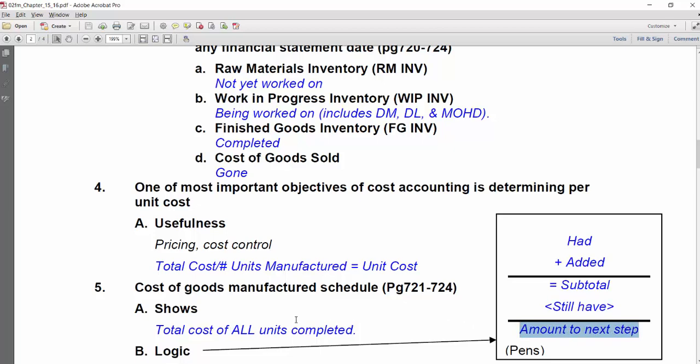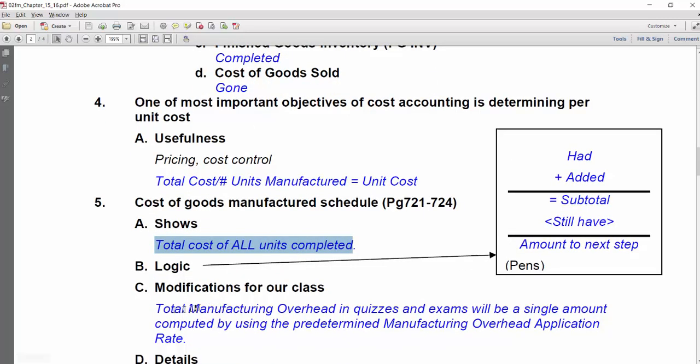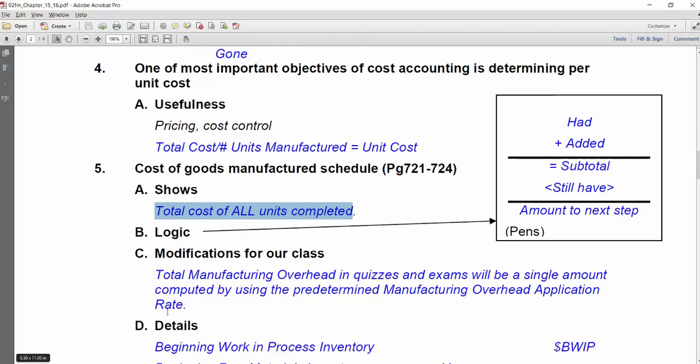So for example, if I'm doing a cost of goods manufactured schedule and I want to come up with a total cost of all units completed, I'll take total manufacturing costs, which are direct materials, direct labor, and manufacturing overhead. Instead of doing the manufacturing overhead in extreme detail like we do in the homework and in Wiley Plus, I'll just give you one number for the manufacturing overhead. In fact, I'll give you a percentage and a related number, and you just multiply it to get the manufacturing overhead amount.